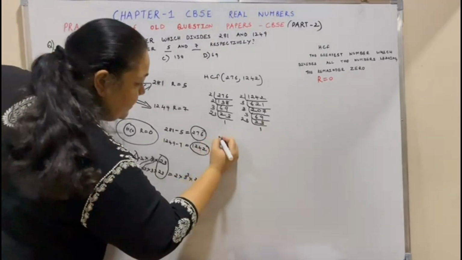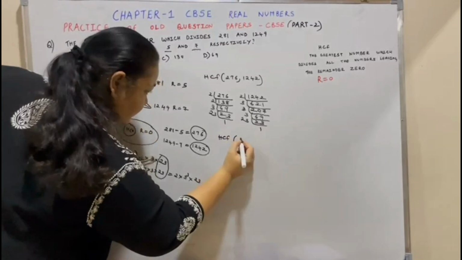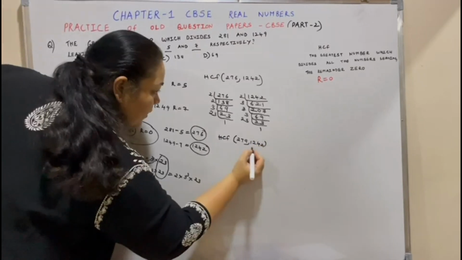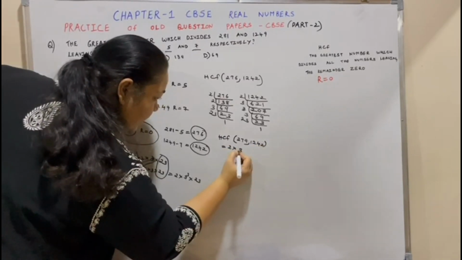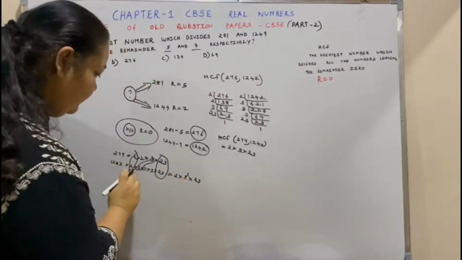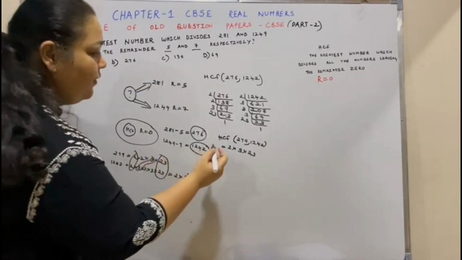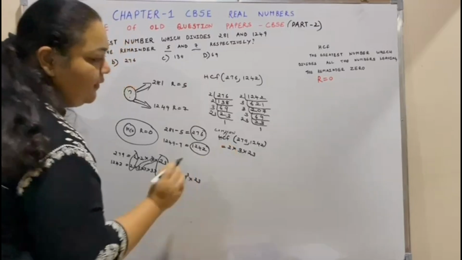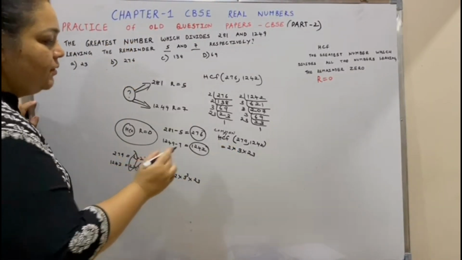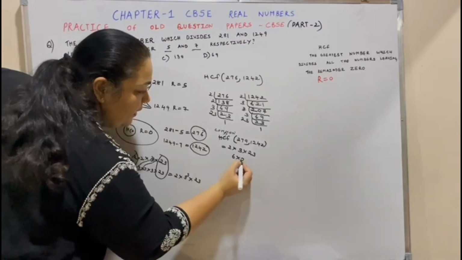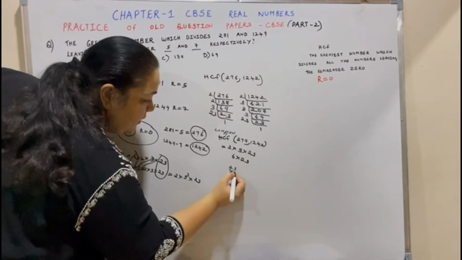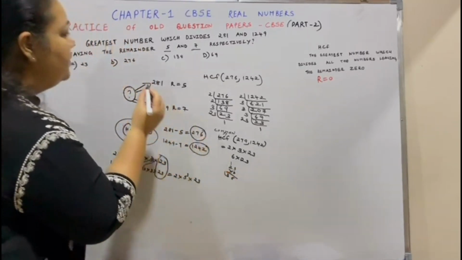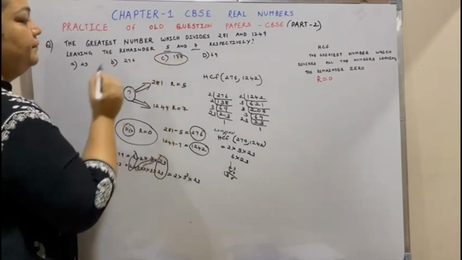Okay, so HCF of 276 and 1242 is equal to 2 into 3 into 23. Only take out the common. HCF, what is the rule? Only take out the common. That is the rule of HCF. So 2 into 3, 6 into 23. So 23 into 6, 6 twos are 12, 6 threes are 18, so 138. So 138 is the right answer.